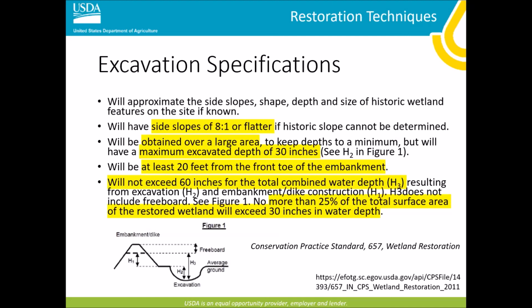We want to try to maintain our depth to 30 inches of excavation. We really do not want to do that for more than 25% of the area that's out there. All excavation that is done really needs to be 20 feet from any embankments, again to keep those little rodents away from it, and to keep erosion as low as possible. And lastly, the total depth in all of our wetland excavations really should not be greater than 60 inches of water depth. We're not trying to create fish ponds. If we want a fish pond, we would build a pond.